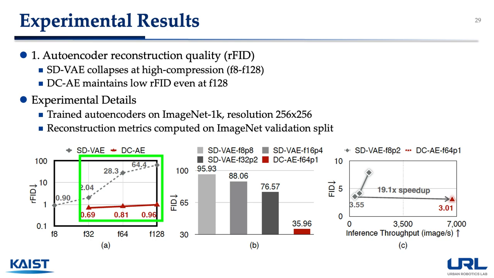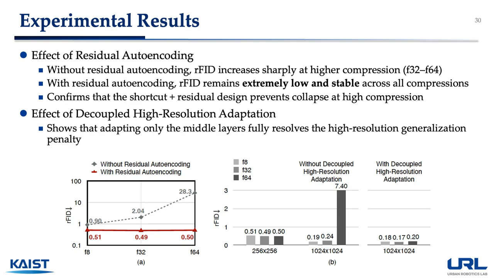Next, when we plug DCAE into diffusion backbones, it produces significantly better generation quality even with far fewer latent tokens. Combined with the 19 times inference speedup at F64, these results clearly show that representation-level compression is the key to efficient high-resolution diffusion. Here we show the ablation studies that verify the necessity of our 2 main components.